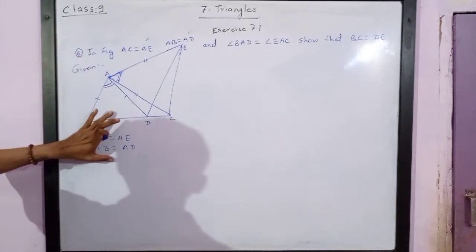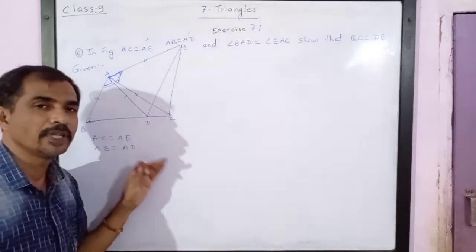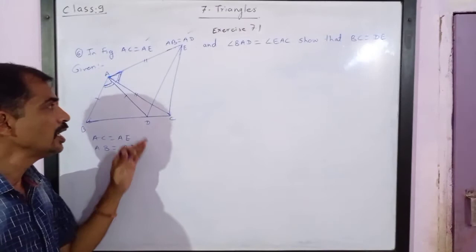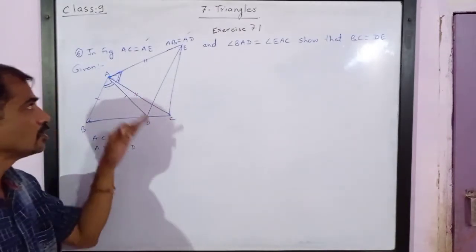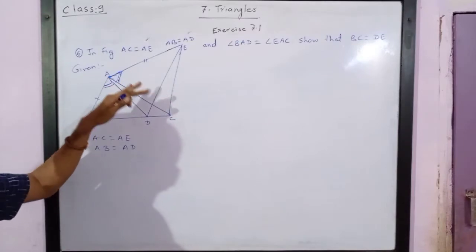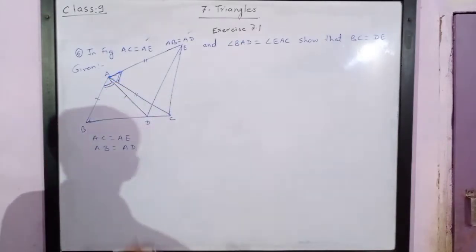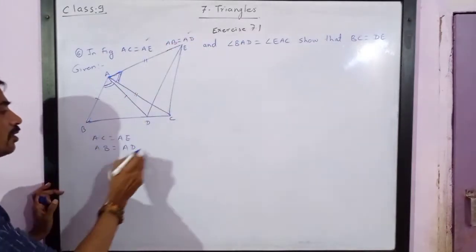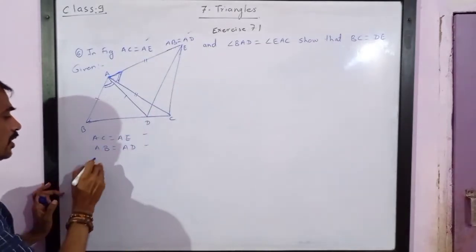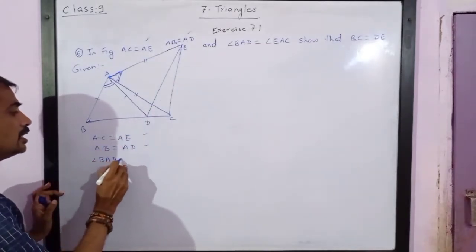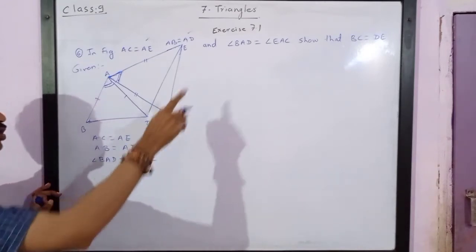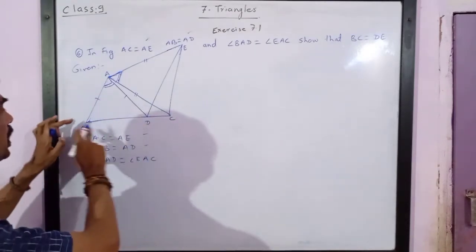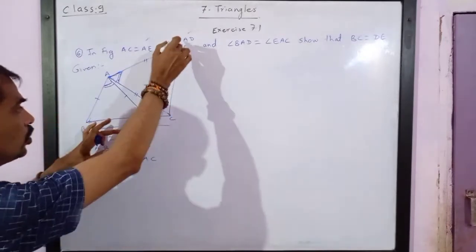This must be a part of the answer, and without drawing the figure, please don't write the answer. In geometry, if you have not drawn the figure, the answer part is not checked. So be sure that the figure is a part of the answer. Now AB is equal to AD. This is given to us. Next we are given angle BAD is equal to angle EAC. We are asked to prove that BC, this total, is equal to DE.